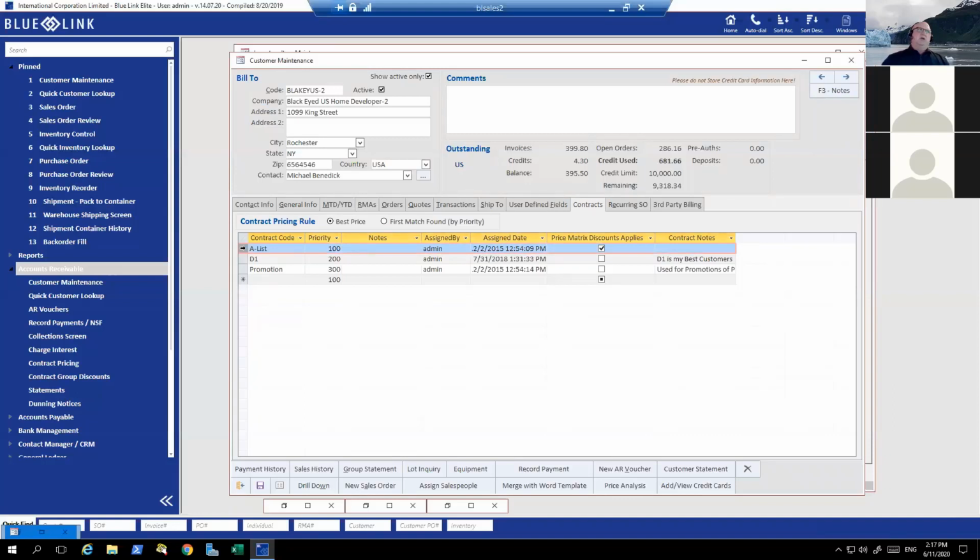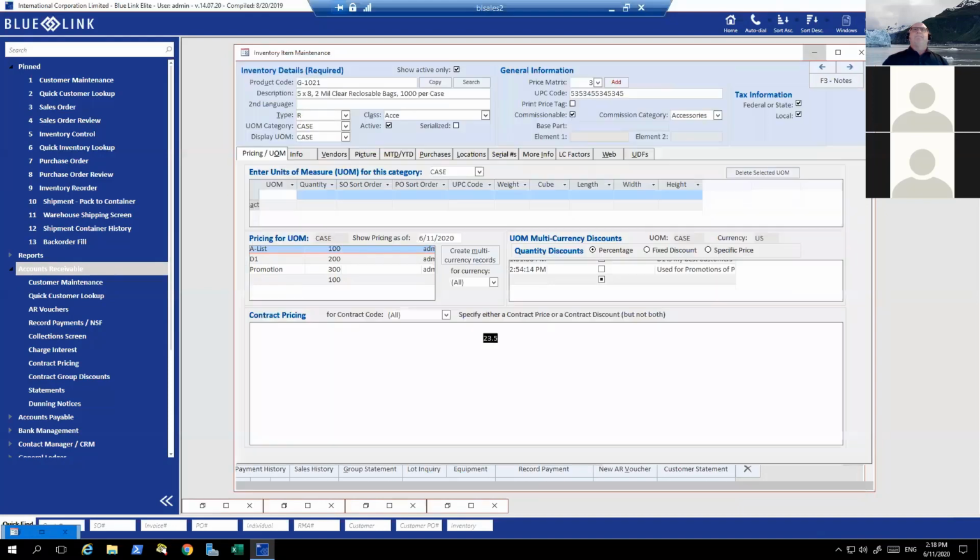Or that price first, no matter if D1 is a better price or promotions is a better price, or even the pricing matrix is a better price, it will still look at the contract code or the first one in the system as priority, not the best.